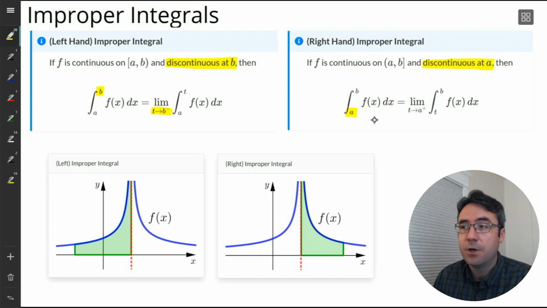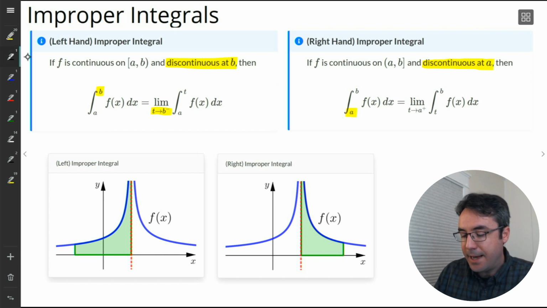We have to adjust for the discontinuity that's happening at our lower limit there. And how do we do this? Well, we approach that discontinuity. And how do we approach? With limits. So we're going to rewrite this as the limit as our t value, which is going to be our new lower bound, approaches a from the right of the integral from t to b. And essentially what we've done is we've taken that discontinuity off of the integral and we've put it onto this limit. And we're going to see what happens as we approach that discontinuity.